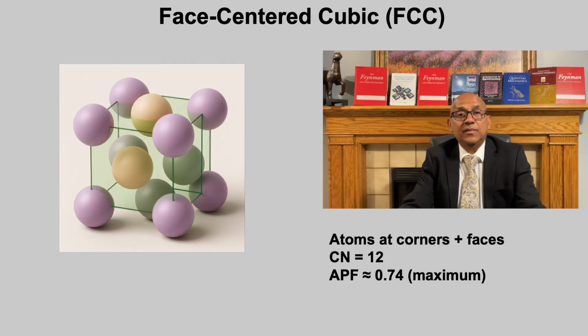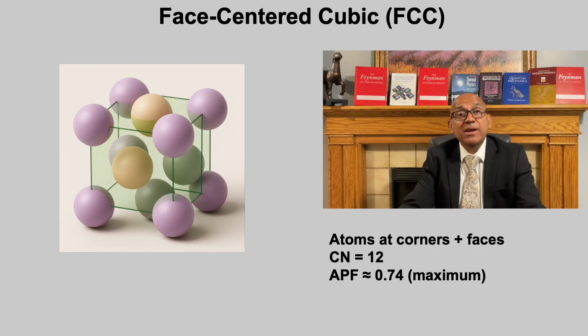The face-centered cubic lattice, FCC, is one of the most efficient packing arrangements in nature. Atoms occupy the cube corners and the centers of each face. Each corner atom contributes 1/8. Each face atom contributes 1/2, yielding a total of 4 atoms per unit cell. The coordination number is 12, the maximum possible in 3 dimensions, and the atomic packing fraction is 0.74, which is the densest way to pack spheres in space.